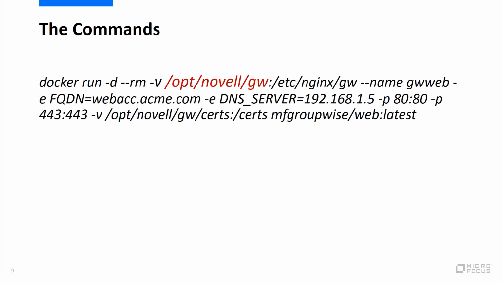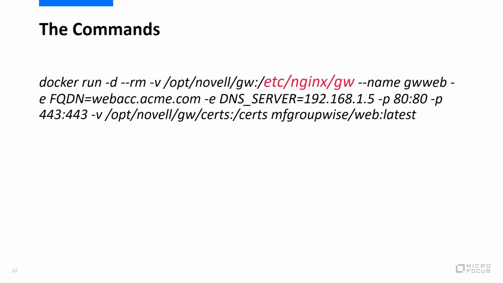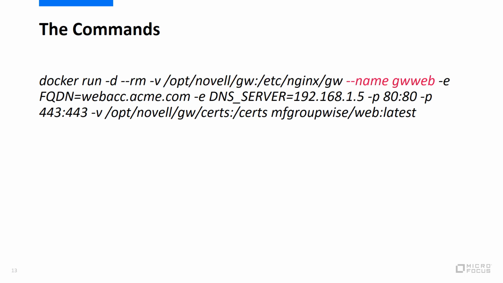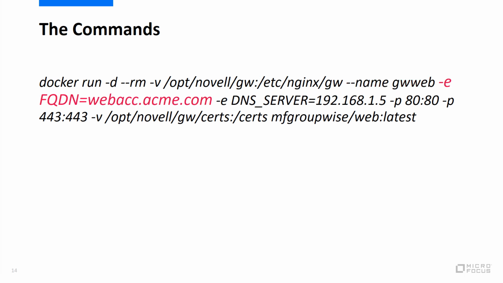The -v is still a volume command. It takes this path on the host machine and mounts it inside the running image at this path. The config file we built earlier needs to be in the path you specify here. The name switch allows you to manipulate the image by the name, and it's much easier than the lengthy numbers that are the default. The fully qualified domain name we want is for this machine.